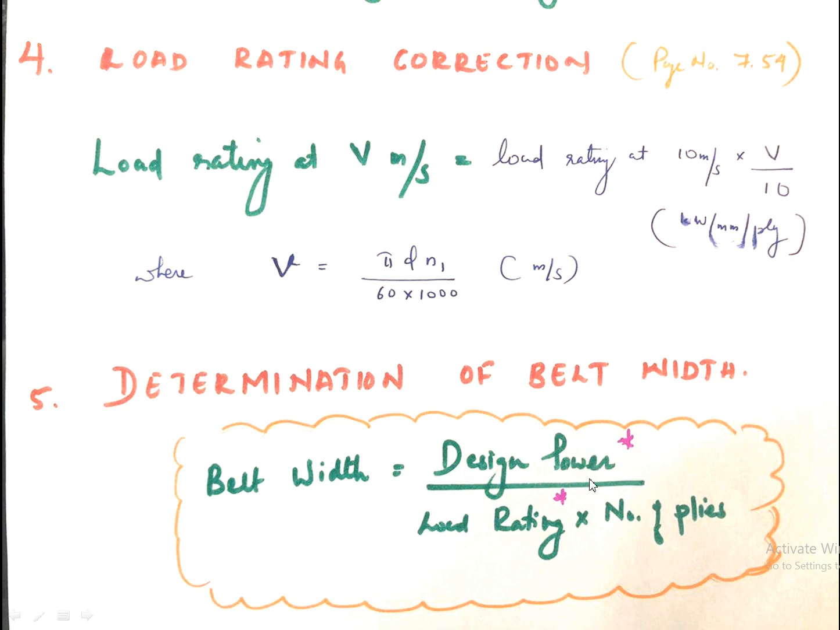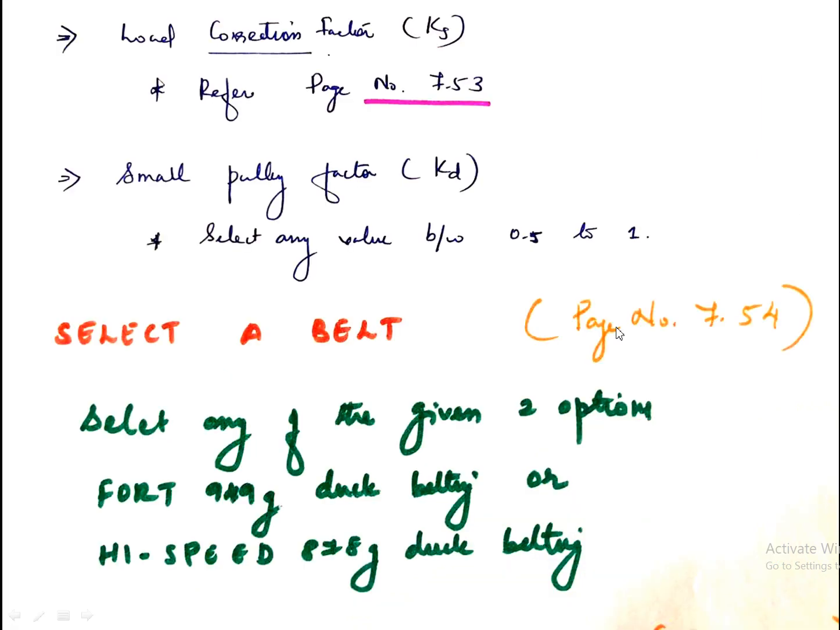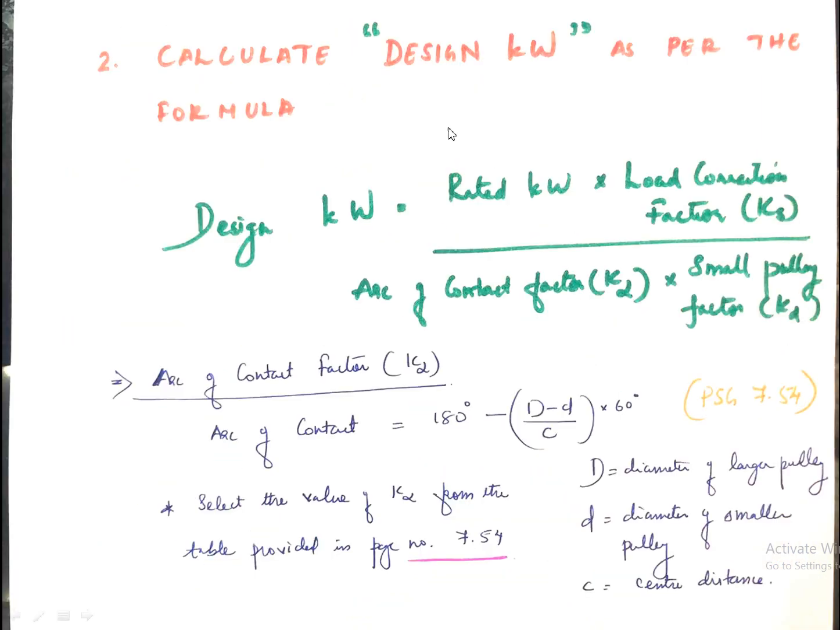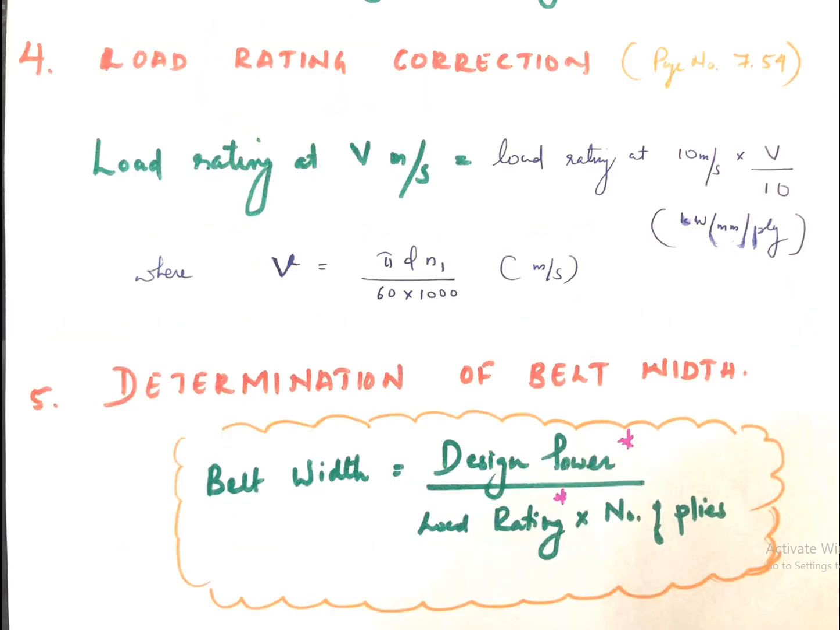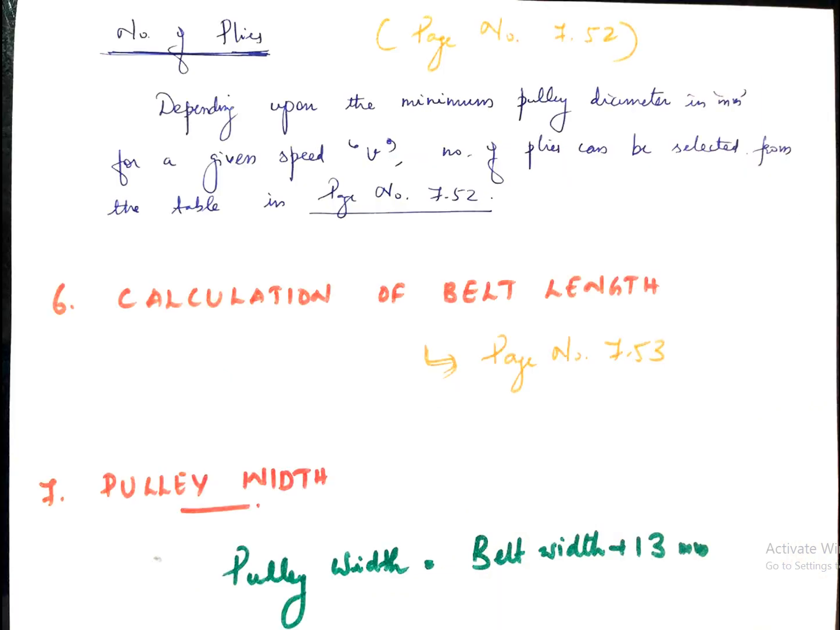The design power we found out in the previous equations. Here, using this relationship, we found out the design load, and similarly your load rating we found out from here. These two values, I have already put a star mark. These two values we have already got. The remaining one is the number of plies. To find the number of plies, which is also one of the important parameters, I'll go to page number 7.52.